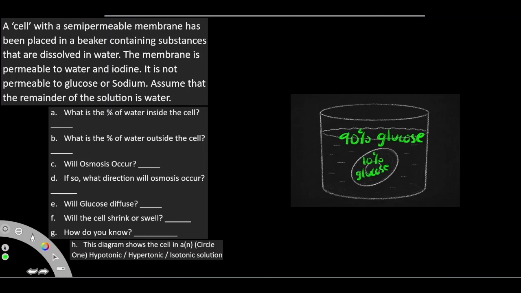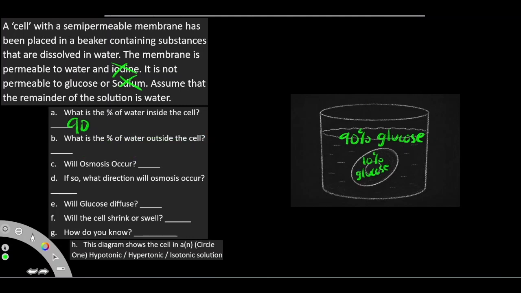A, what is the percent of water in the cell? It would be 90%. How do you know? Look on the inside of the cell. It's 10%. If you want to get up to 100%, what's the remainder? 10 plus what gives you 100? Obviously 90. So 90% of water is on the inside. Remember, you have to assume that the remainder of the solution is water. We don't have any sodium in question over here, so you can just ignore the sodium. And again, we've already prefaced that the remainder of the solution is water, not iodine or anything, right? So we don't even have to look at that one either. We're just looking at water and glucose.